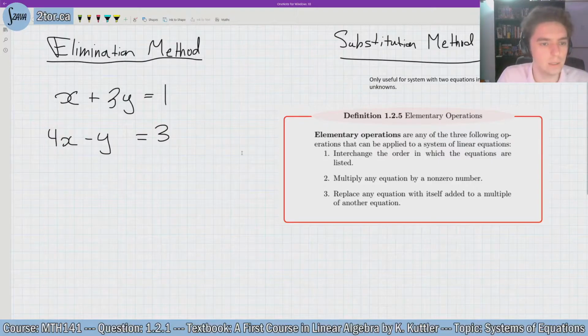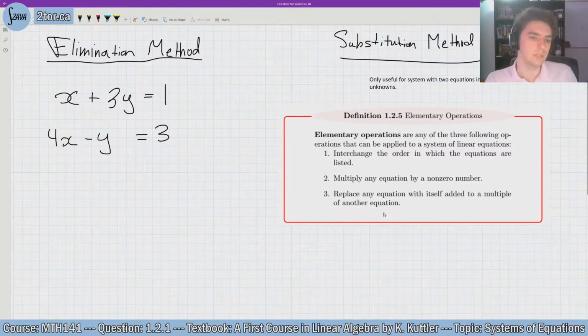And so now let's try using this third operation. Replace any equation with itself added to a multiple of another equation. So essentially, one thing that's useful here is I have 4 x's down here. Our goal in the elimination method is to eliminate one of the variables. So let's say I want to eliminate x.